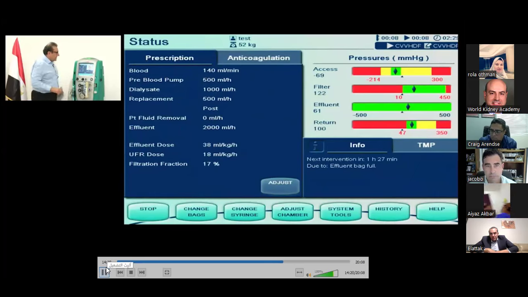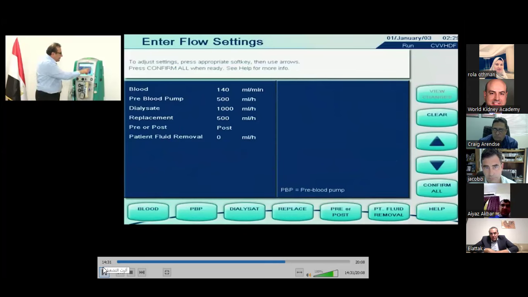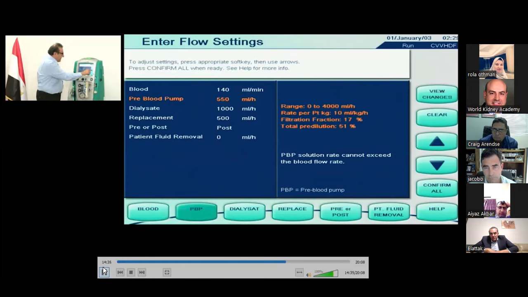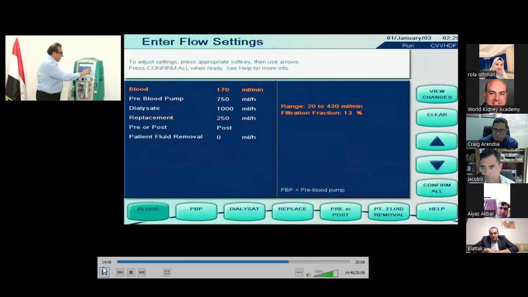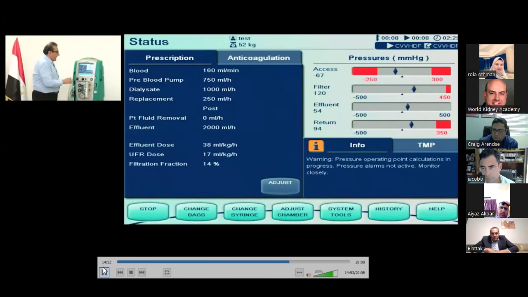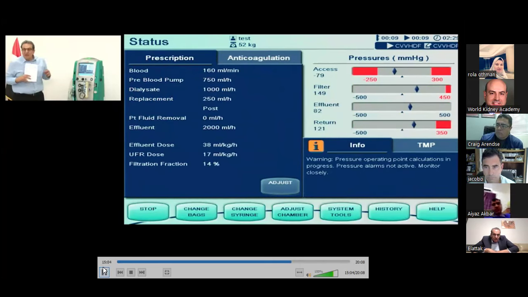CRRT prescription. Of course, the decision now, as we explained, is to have more pre-dilution. One of the things we adjust, we go to pre-dilution, have the pre-dilution be 750 instead of 500, but also go to the post-dilution and make it less, so make it 250, for example, and then also go to the blood pump, go from 140, for example, to 160. Confirming all, you will see that we have, in this case, maintained a very high dialysis dose of 30 ml, which we want for better clearance, but we were able to achieve a lower filtration fraction at 14% and try to bypass this problem of the filter pressure accumulation for this patient.